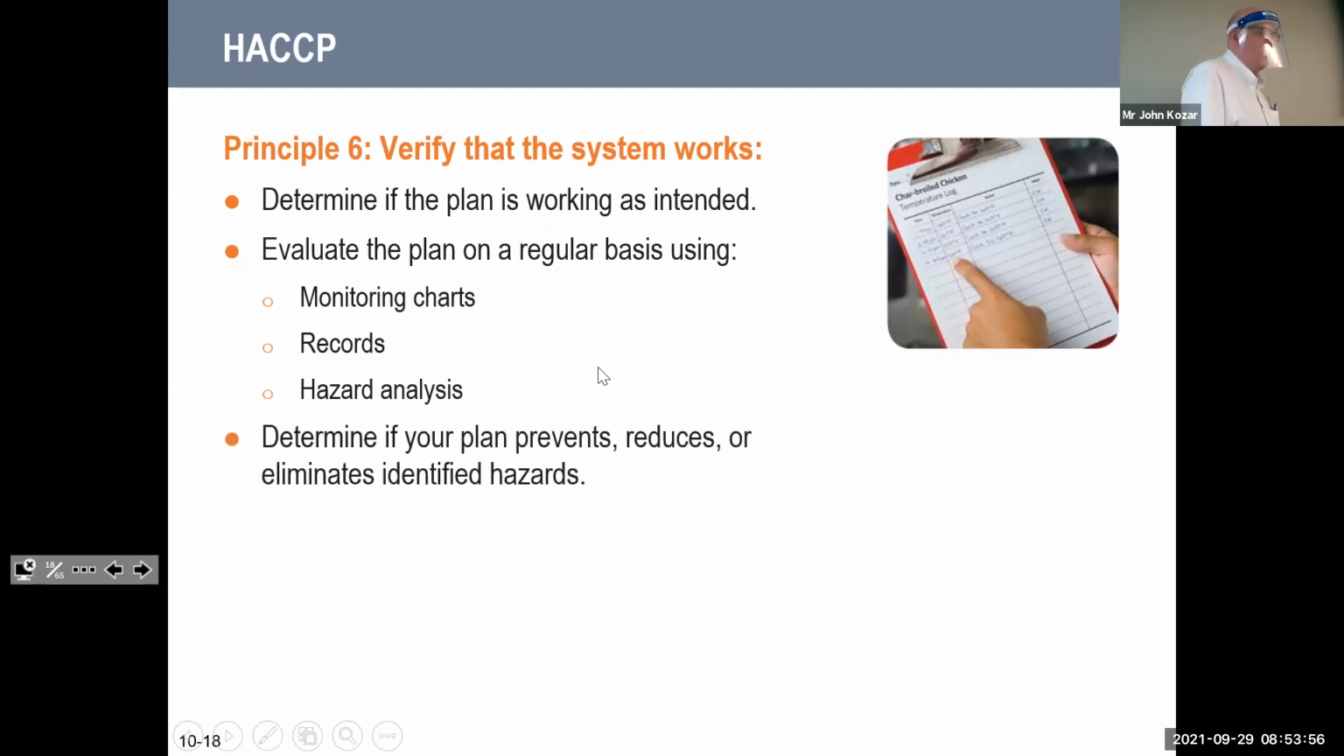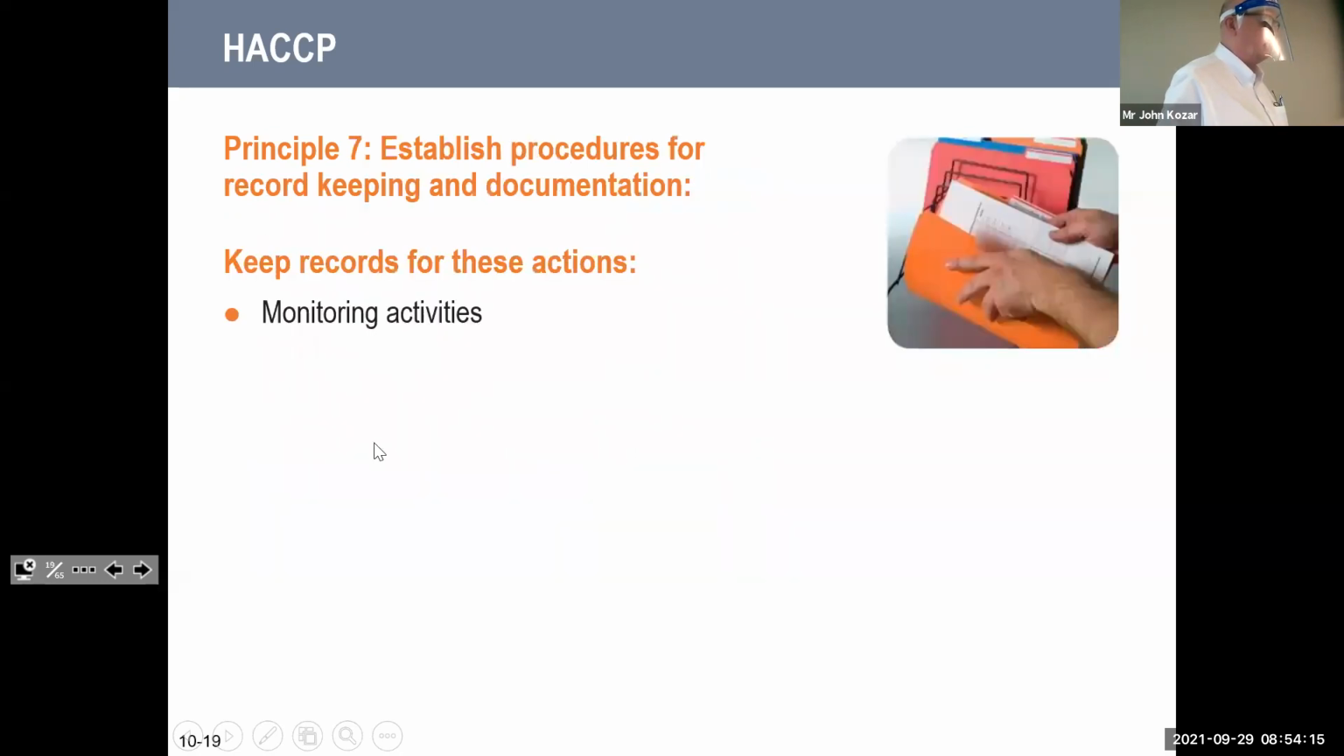Determine if your plan reduces, prevents, or eliminates your identified hazards. So what we're concerned about is salmonella, of course. If we don't have reports of people getting sick with salmonella from eating our chicken, then our system is working. You really don't ever want to have anybody get sick from your food.